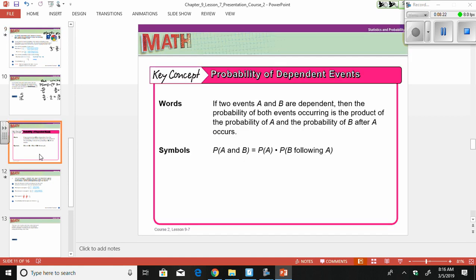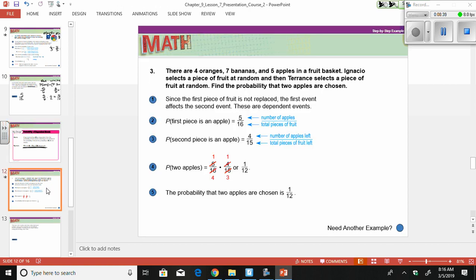If 2 events, A and B, are dependent, so now they affect each other, then the probability of both events occurring is the product of the probability of A and the probability of B after A. So now we have to decide if things are going to affect each other. There are 4 oranges, 7 bananas, and 5 apples in a fruit basket. Ignacio selects a piece of fruit at random, and then Terrence selects a piece of fruit at random. Find the probability that the 2 apples are chosen.